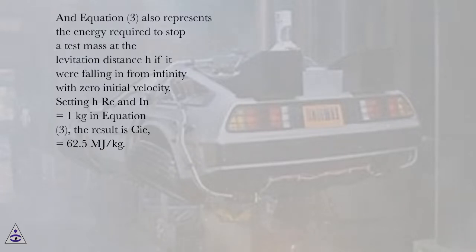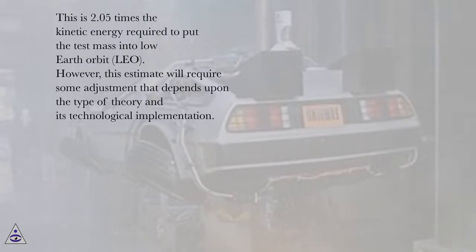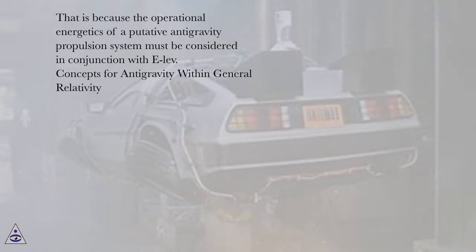Setting h much less than R_E and m equals 1 kg in equation 3, the result is E_lev equals 62.5 megajoules per kg. This is 2.05 times the kinetic energy required to put the test mass into low Earth orbit, LEO. However, this estimate will require some adjustment that depends upon the type of theory and its technological implementation. That is because the operational energetics of a putative antigravity propulsion system must be considered in conjunction with E_lev.